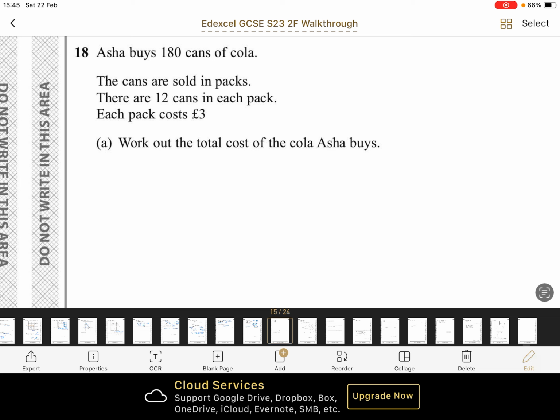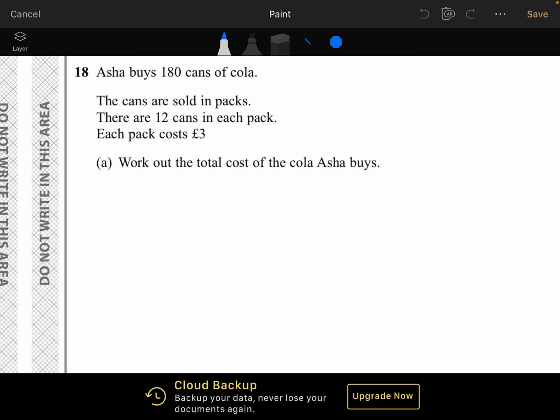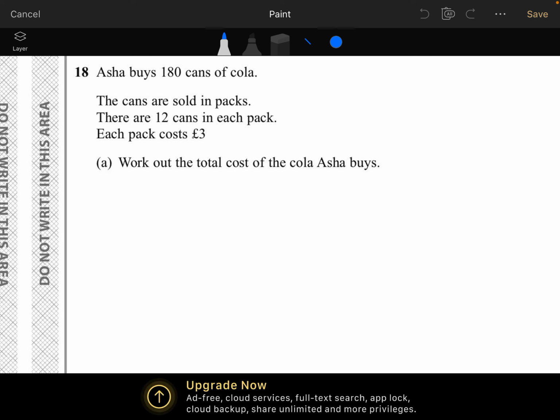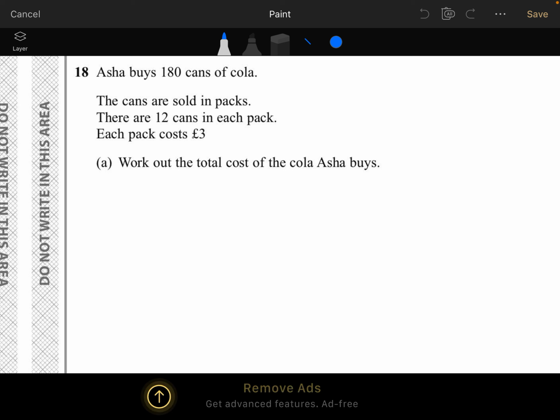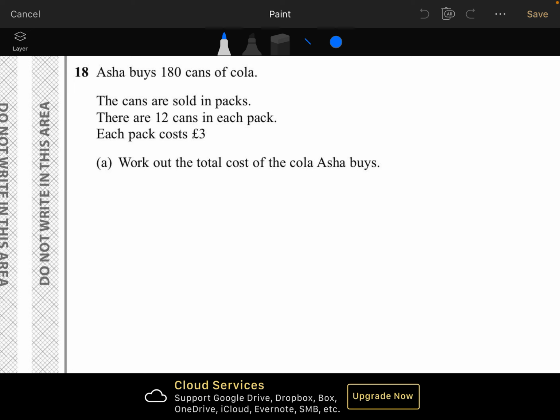Question 18. Asher buys 180 cans of cola. That's a lot of cola. The cans are sold in packs. There are 12 cans in each pack, and each pack costs £3. Work out the total cost of the cola Asher buys.